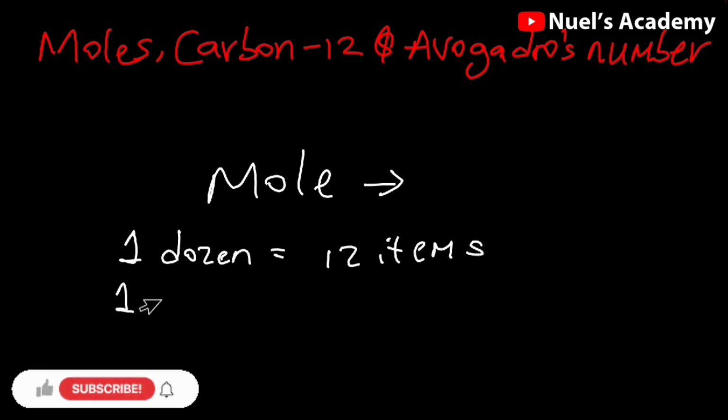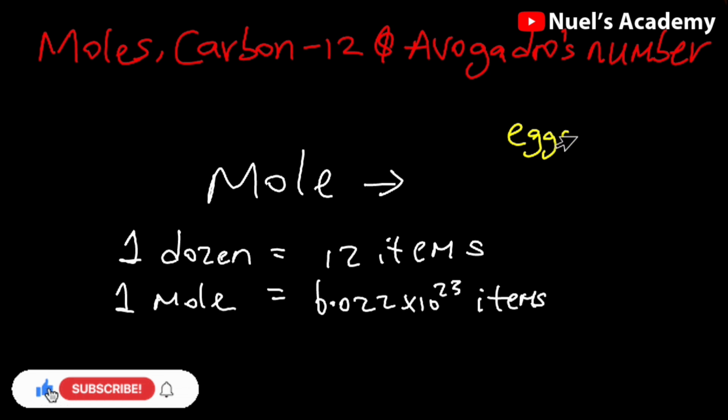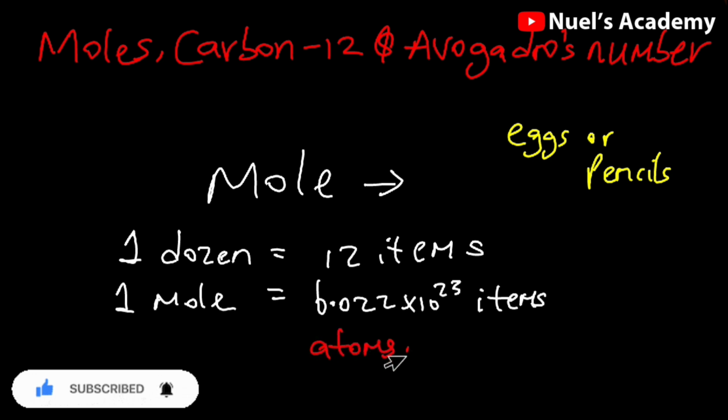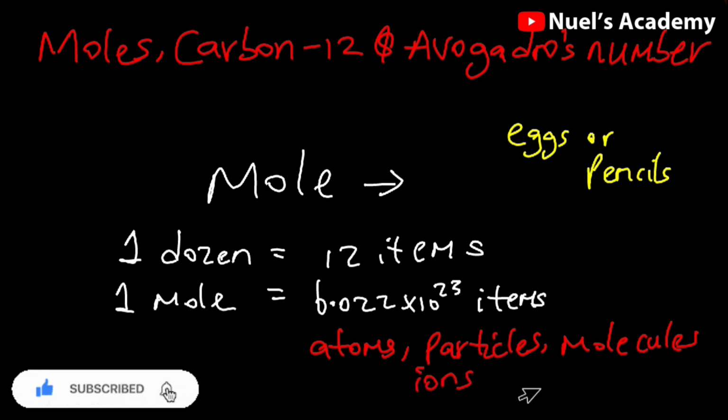Just like we have 1 dozen equal to 12 items, we can say that 1 mole is equal to 6.022 times 10 raised to the power 23 items. But instead of using moles to count the number of eggs or pencils, we use the mole to count the number of atoms, the number of particles, the number of molecules, the number of ions, and every other tiny particle.